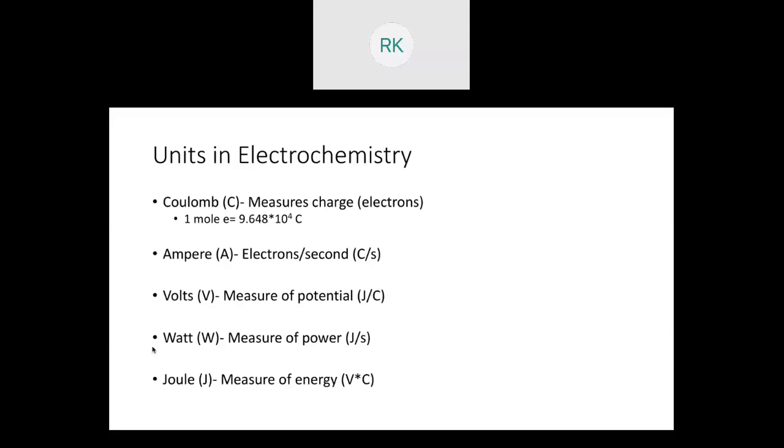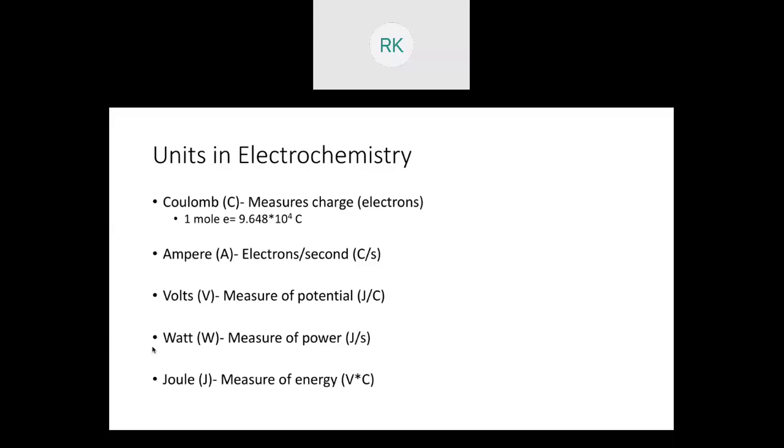Okay, and lastly, just some units in electrochemistry. Again, coulombs measures charge, so it measures the amount of electrons, with 1 mole of electrons being equal to 9.648 times 10 to the 4th coulombs, right? So that's a conversion unit that you'll use in pretty much any problem having to do with coulombs, or at least I'd say a lot, right?